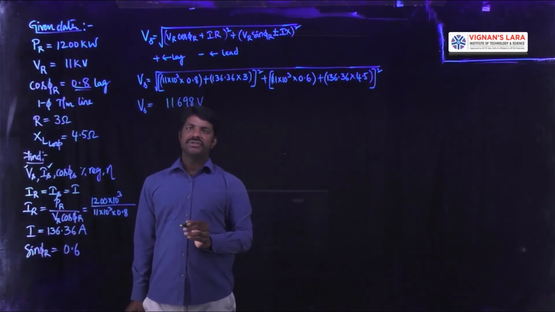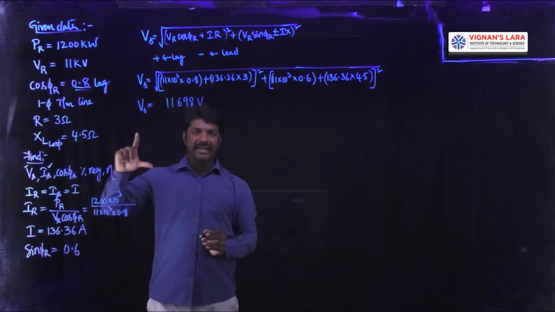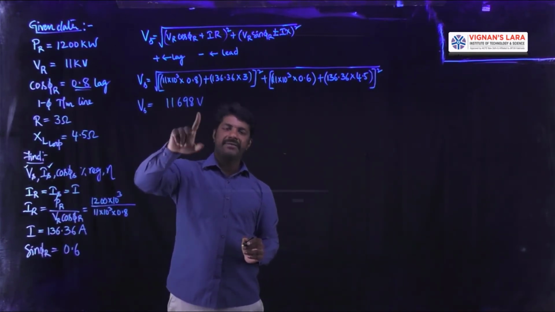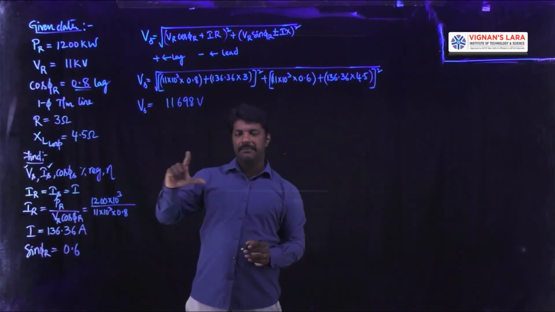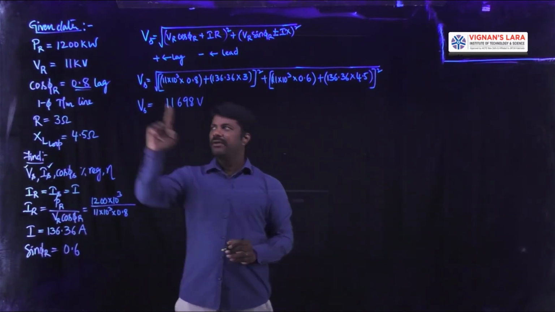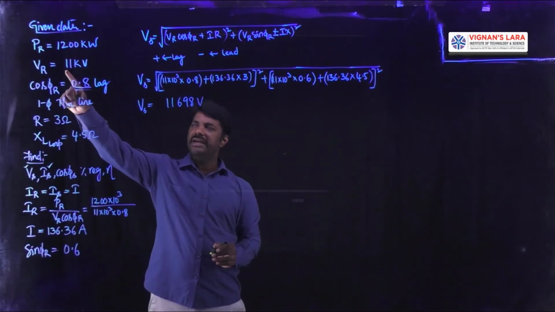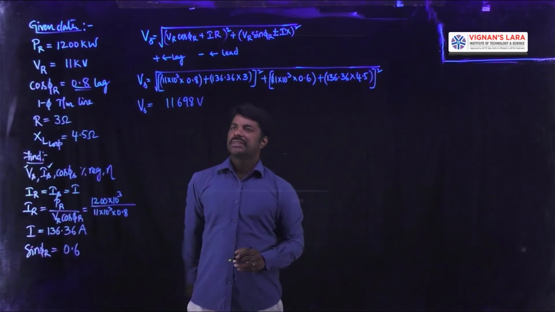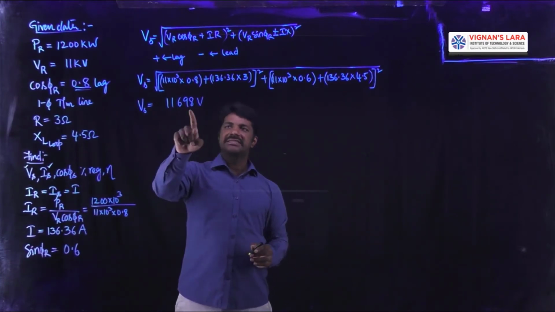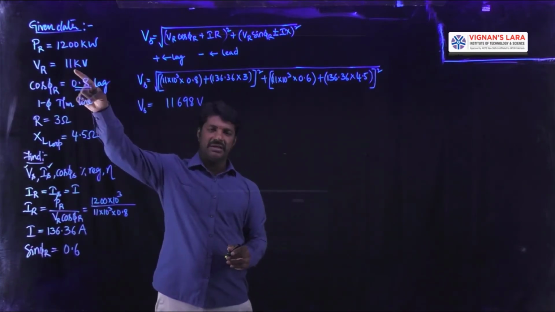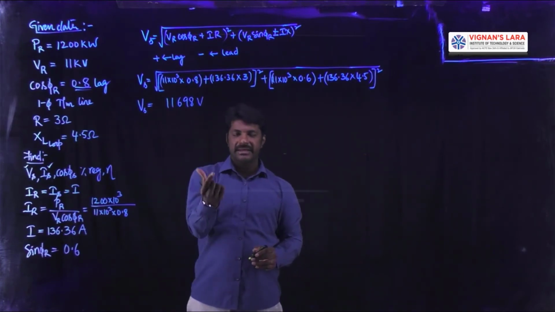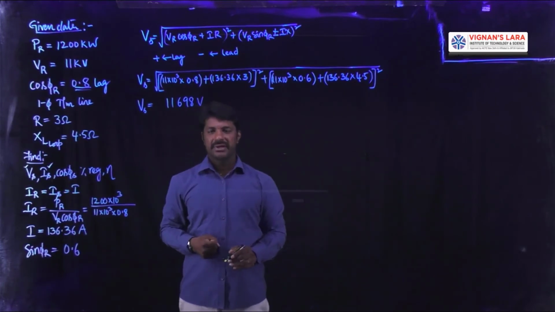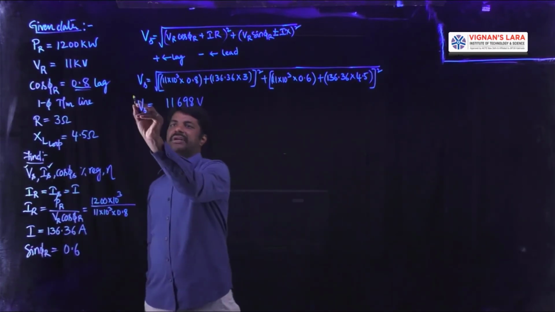This means that for this short transmission line, we are sending a voltage of 11,698 volts at the sending end side. After the power is transmitted through the entire transmission line, when it reaches the receiving end side it gives only 11,000 volts. What is the difference between these two? 11,698 minus 11,000 gives us 698. This 698 volts was dropped in the transmission line. So the first part, that is Vs, is completed.